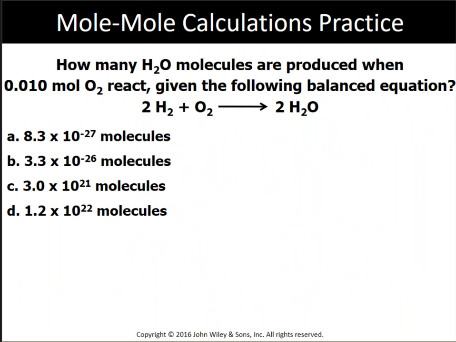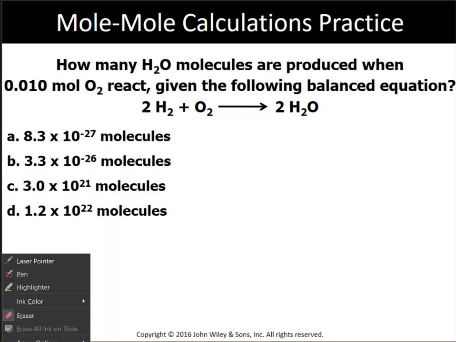So let's do another example here. You're looking at a combination reaction of hydrogen gas and oxygen gas that produces H2O. How many H2O molecules are produced when 0.010 moles of oxygen react based on this balanced equation?